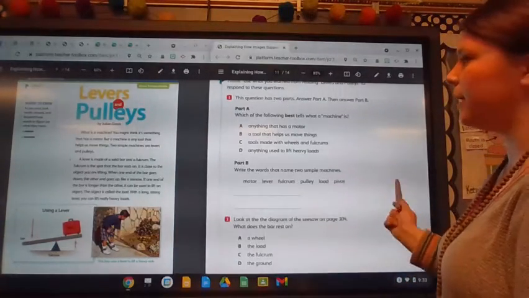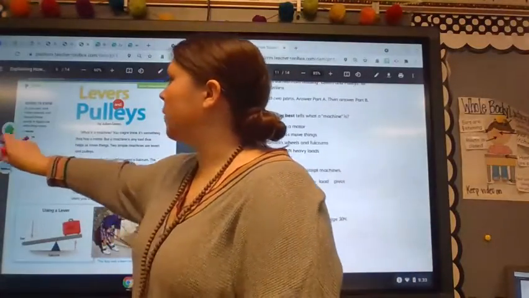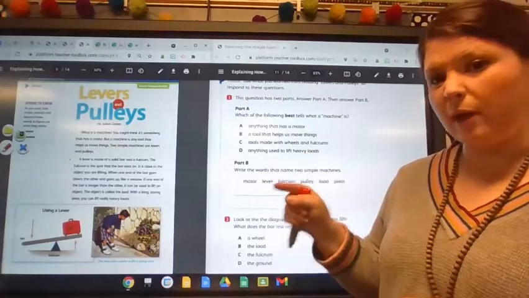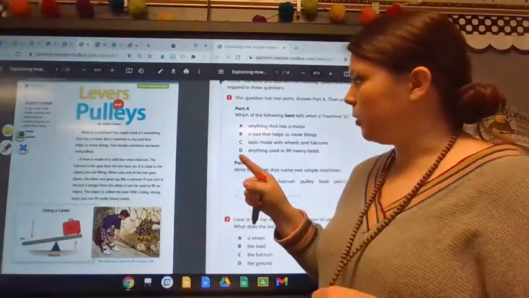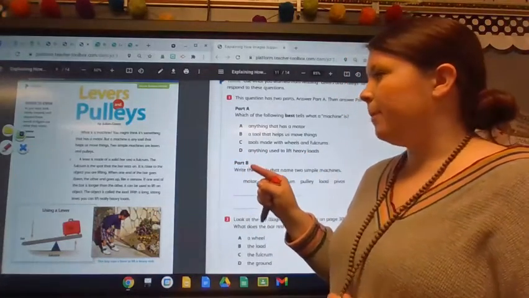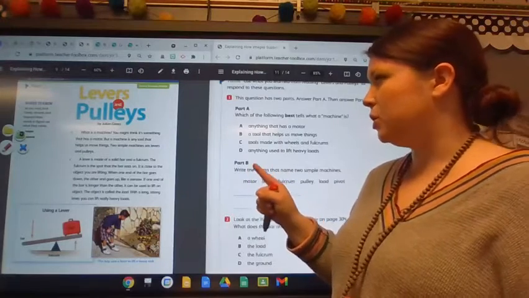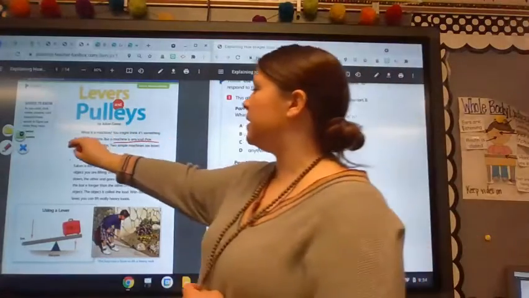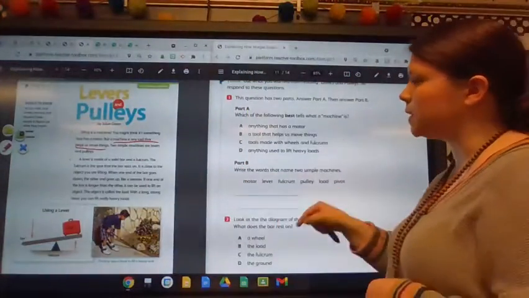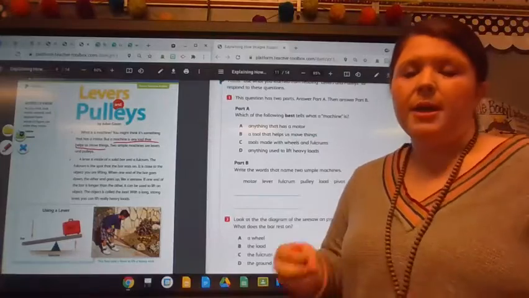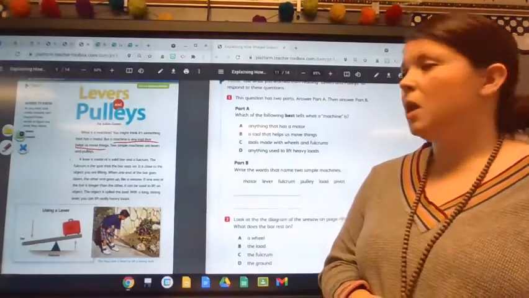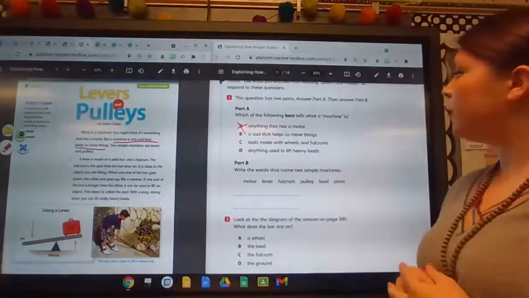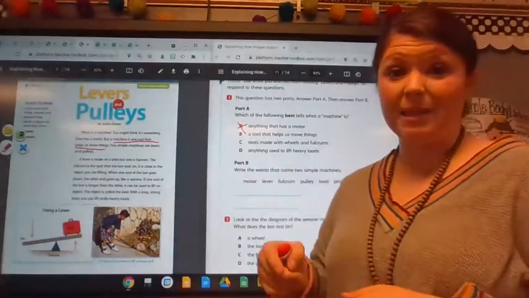All right, so let's go through and answer this question, okay? I remembered reading about a machine in paragraph number 1, so I'm going to reread that really quickly to help me. What is a machine? You might think it's something that has a motor, but a machine is any tool that helps us move things. Two simple machines are levers and pulleys. So it tells me that a machine is any tool that helps us move things. So let's look. Anything that has a motor, is that a machine? No, you might think it is, right? But it is not. A tool that helps us move things. It says it right there, doesn't it?